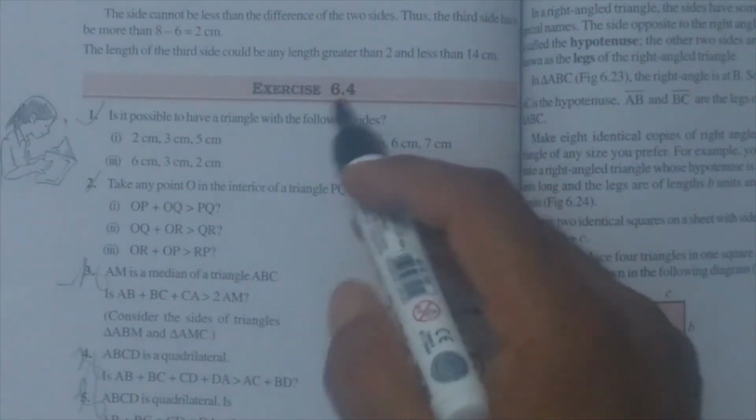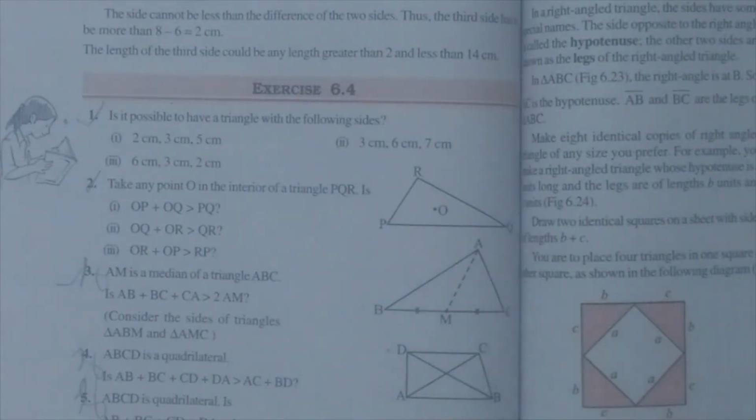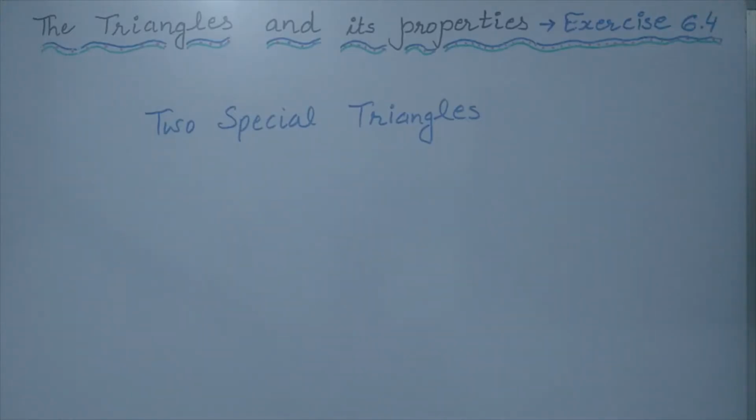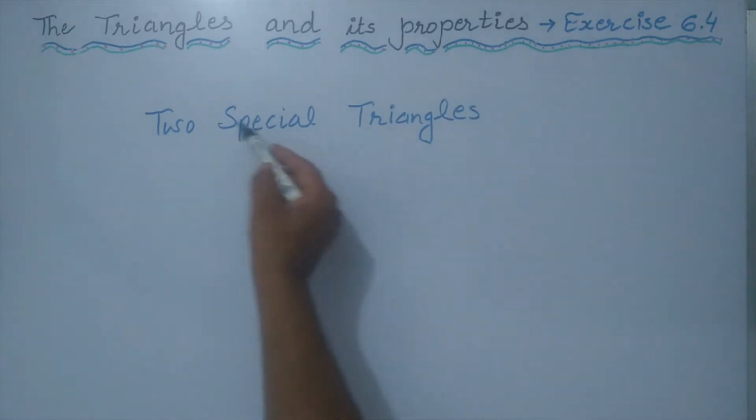Exercise 6.4 for the students of class 7th, subject mathematics. The name of the chapter is the triangles and its properties. So let us start this exercise. In this exercise, we shall discuss two special triangles.